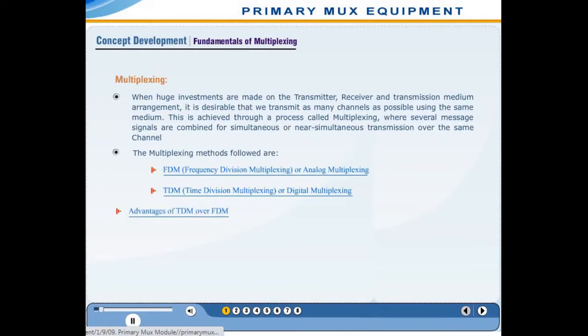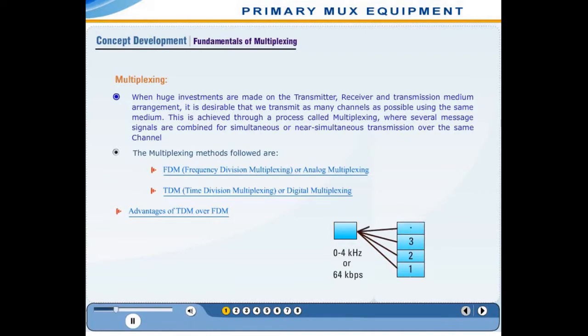Fundamentals of multiplexing. When huge investments are made on transmitter, receiver, and transmission medium arrangement, it is desirable that we transmit as many channels as possible using the same medium. This is achieved through a process called multiplexing, where several message signals are combined for simultaneous or near simultaneous transmission over the same channel.